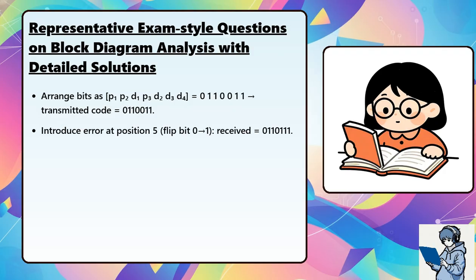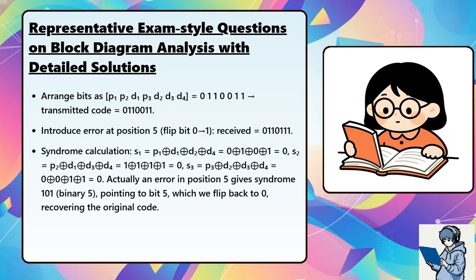Introduce error at position 5 by flipping the bit from 0 to 1, resulting in received code 011011. Syndrome calculation. Syndrome 1 equals P1 exclusive or D1 exclusive or D2 exclusive or D4, which is 0 exclusive or 1 exclusive or 0 exclusive or 1, equal to 0. Syndrome 2 equals P2 exclusive or D1 exclusive or D3 exclusive or D4, which is 1 exclusive or 1 exclusive or 1 exclusive or 1, equal to 0. Syndrome 3 equals P3 exclusive or D2 exclusive or D3 exclusive or D4, which is 0 exclusive or 0 exclusive or 1 exclusive or 1, equal to 0.